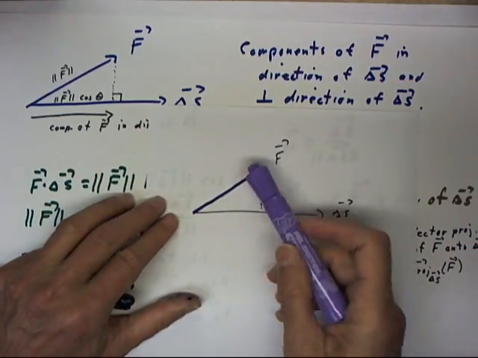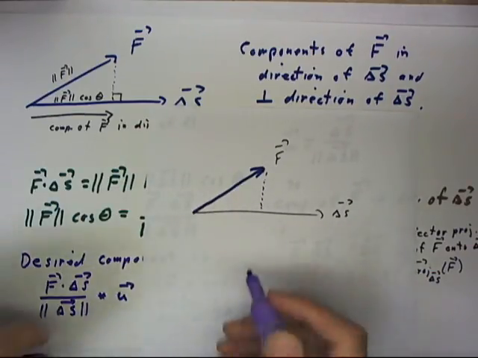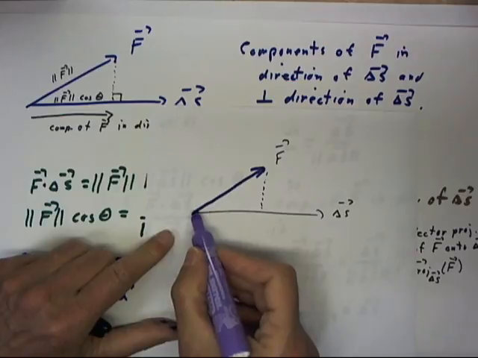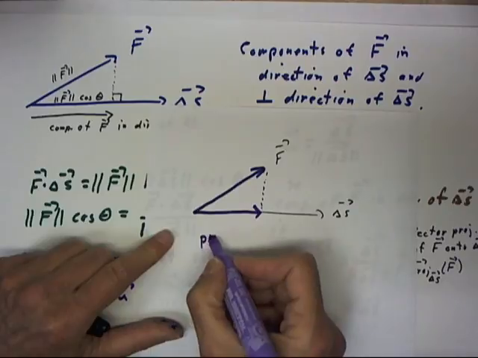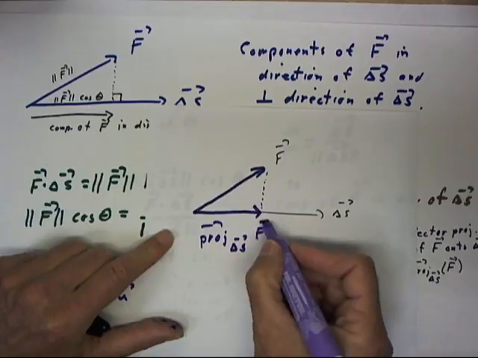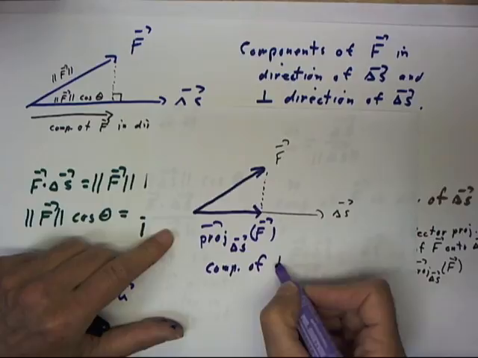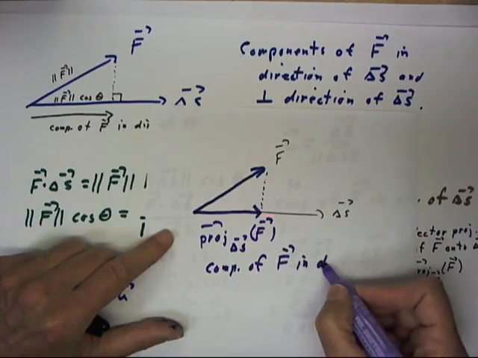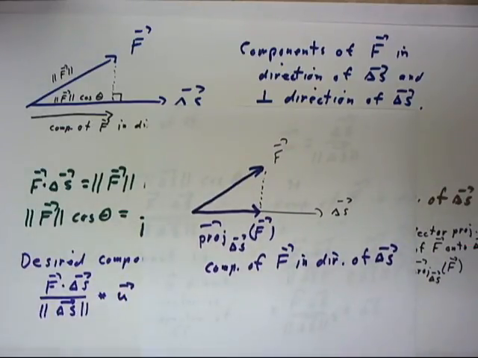Now we have our vector f, we have our vector delta s, and we've projected f onto delta s, and we've obtained this projection, which is the projection onto delta s of f, and this is the component of f in the direction of delta s. We still want to find the component of f perpendicular to delta s.